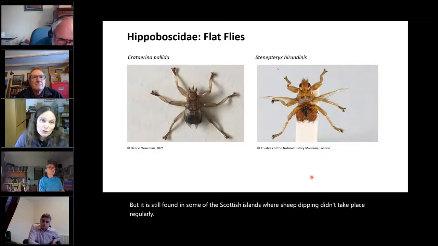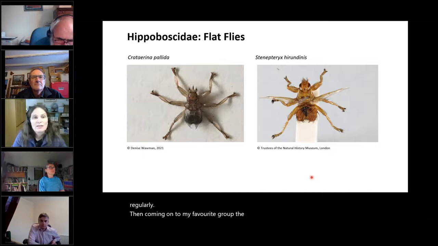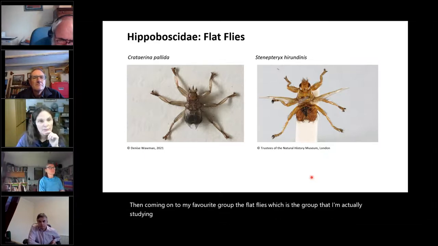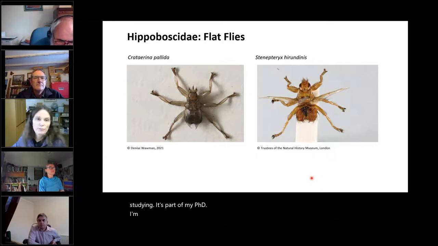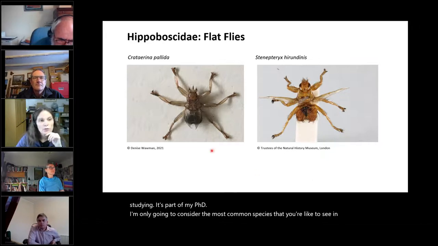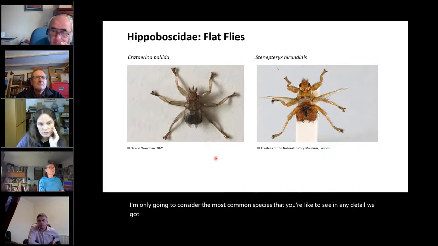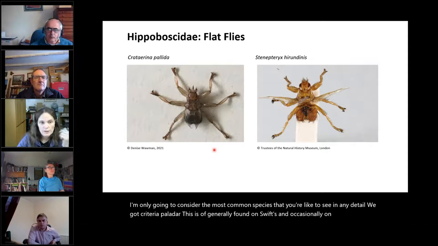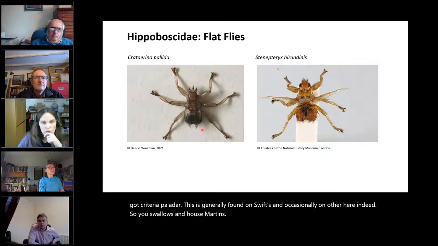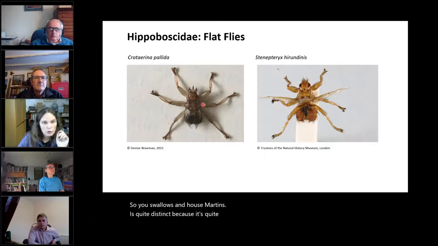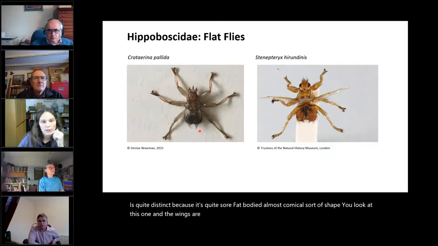Then coming on to my favourite group, the flat flies, which is the group that I'm actually studying as part of my PhD. I'm only going to consider the most common species that you're likely to see in any detail. We've got Crataerina pallida. This is generally found on swifts, although occasionally on other hirundines, so your swallows and house martins. It's quite distinct because it's quite fat-bodied, almost conical in shape, and the wings are quite short, they can't fly.